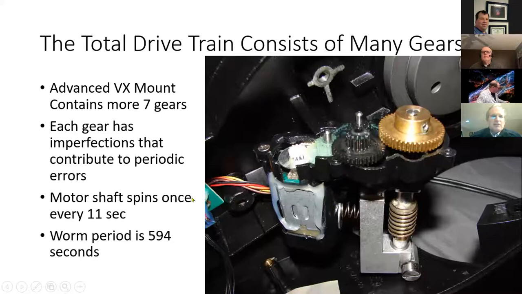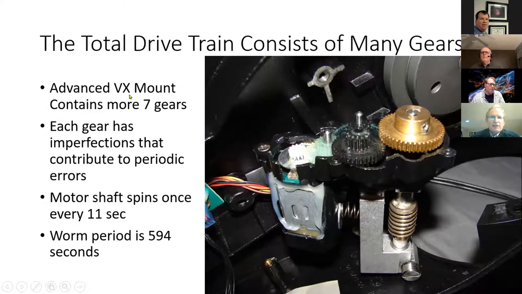And what's interesting to think about is a drivetrain is more than just the worm gear. You see the worm gear on the lower right, but most telescopes will have many gears. The gearbox I'm showing on the right is actually from an LX90. You can see there's at least seven gears there. An Advanced VX mount has that many gears. And each of these gears has its own imperfections. It's not just the worm gear. Any of these other gears can have out-of-roundness or other errors that contribute to periodic error. This brass gear is a good example, because there's a set screw that's pushing this thing against the axis, so you're almost guaranteed this gear is not concentric.